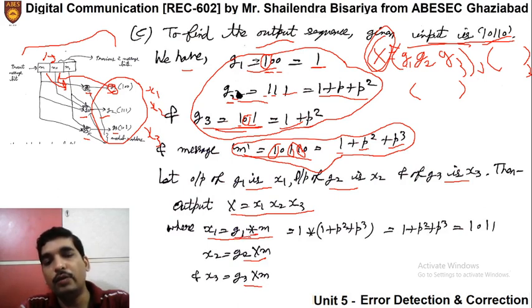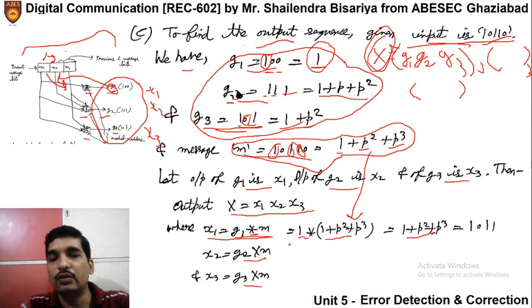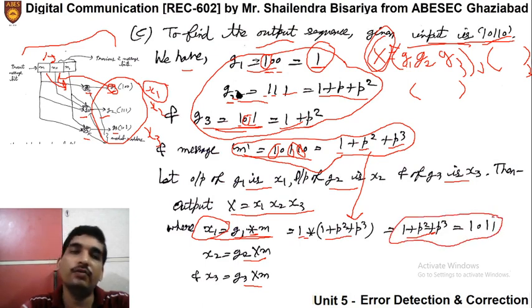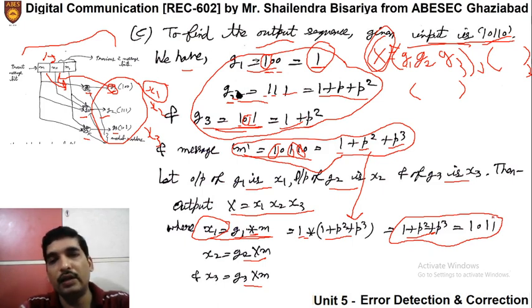So x1 polynomial will be g1 into m, where g1 is 1. So g1 into m is 1 plus p square plus p cube. So 1 into 1 plus p square plus p cube will remain the same. That means the x1 code we will receive here will be, from this 1 plus p square plus p cube, we can say that it is 1011. Right? Similarly, we will find the value of x2 and x3 in the same manner, and then we will write the complete code.